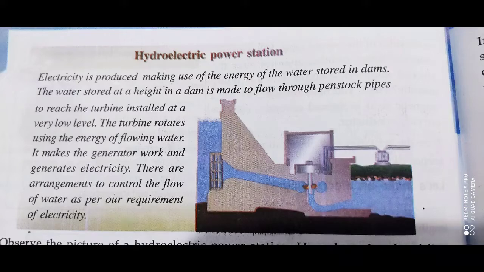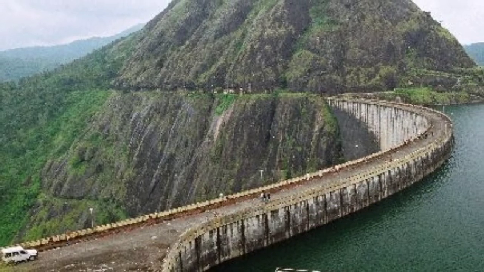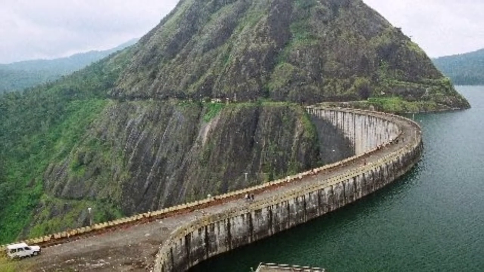Electricity is produced making use of the energy of the water stored in dams. The water stored at a height in a dam is made to flow through penstock pipes to reach the turbine installed at a very low level. The turbine rotates using the energy of flowing water. It makes the generator work and generates electricity. Idukki power station is the biggest hydroelectric power station in Kerala.